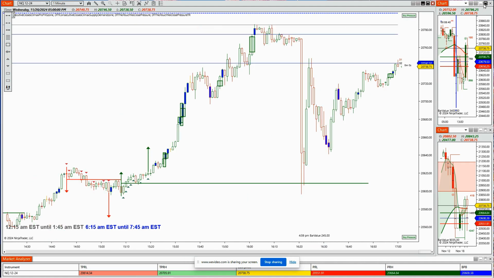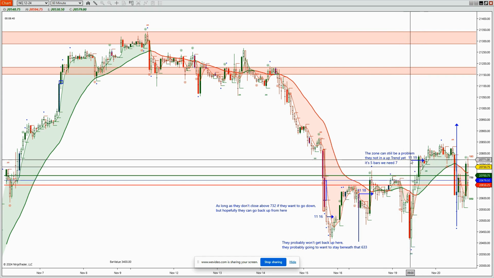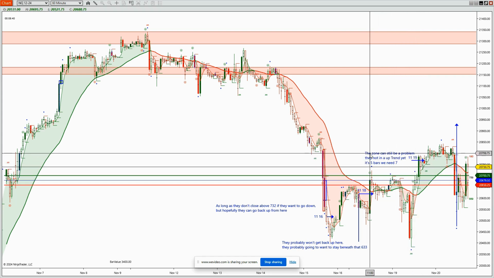Now let's take a look at the hourly. Do forgive me, I have a couple more of my tools on this chart that I didn't have in the other videos, but don't worry about it. All right, changed a couple things here. So what I told you yesterday was this: all right, this zone can be a problem.